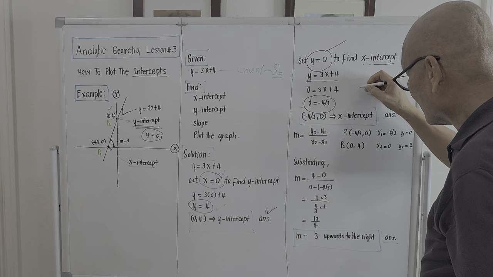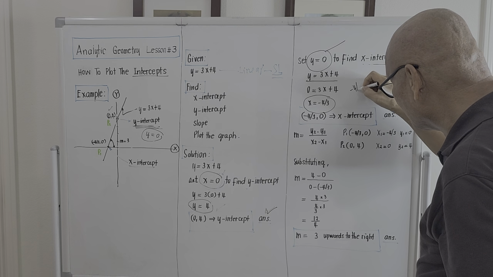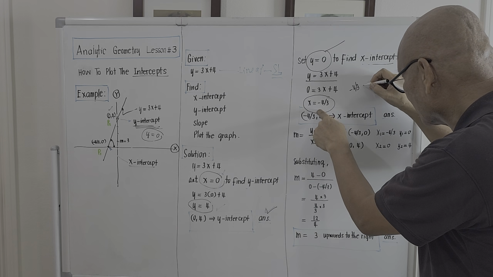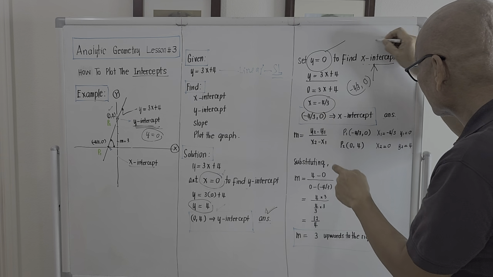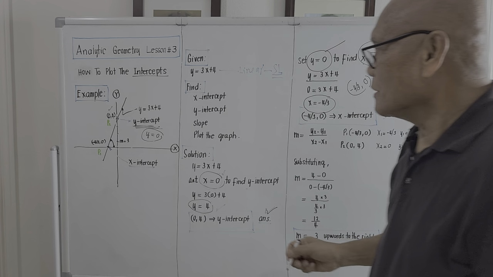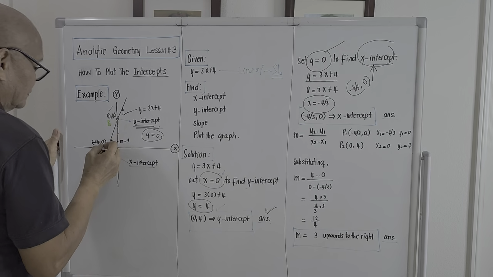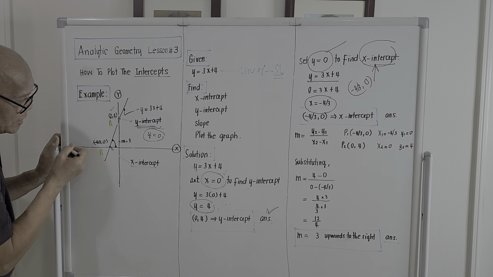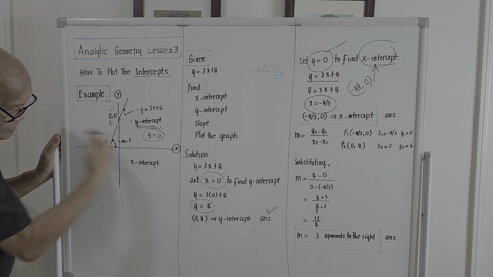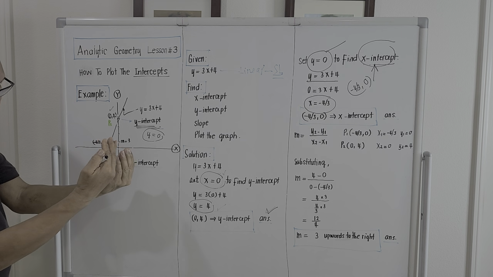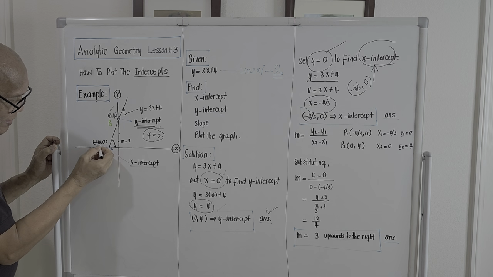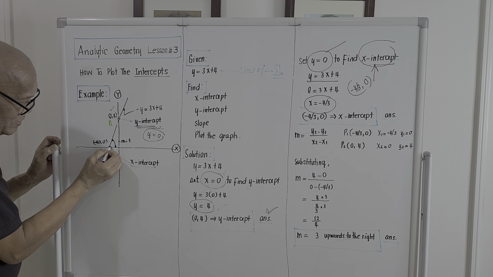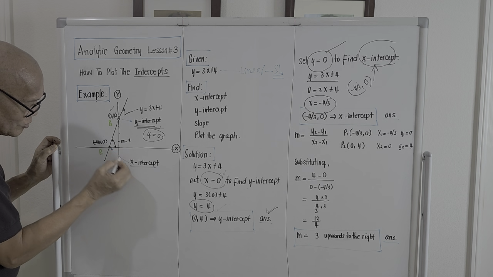So the location, the abscissa, will be minus 4/3, and the ordinate 0, is referred to as the x-intercept. It is at this point here. At the location minus 4/3, which is to the left of the vertical line, the y-axis, and the ordinate is 0. That's the coordinate of the x-intercept, and at this point here is the so-called x-intercept.